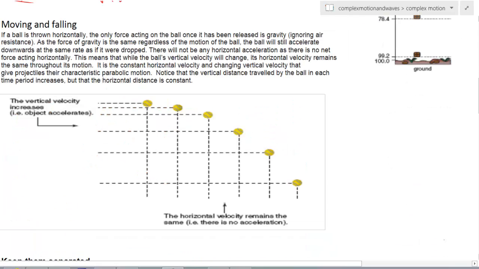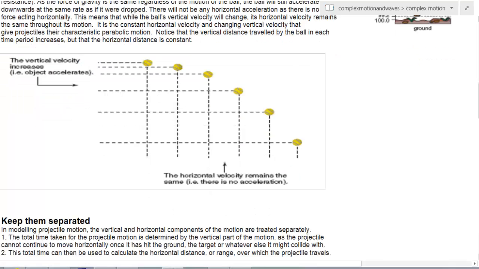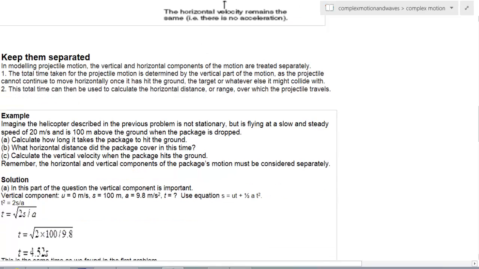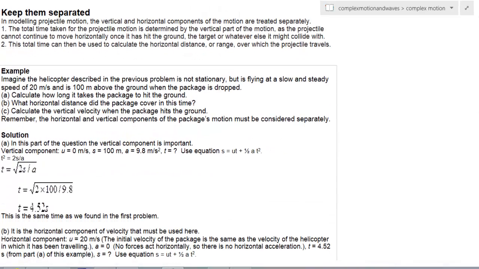If, of course, our helicopter, instead of being stationary, is actually moving, then an object that is dropped from the helicopter would follow a parabolic trajectory. So it would maintain its horizontal velocity, whatever horizontal velocity it had when it left the helicopter, but the vertical velocity would change due to acceleration. So, in the example here, again, this time the helicopter is travelling at 20 metres per second, 100 metres above the ground. How long does it take for the package to hit the ground?